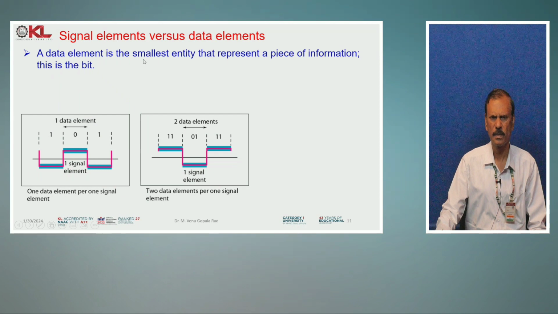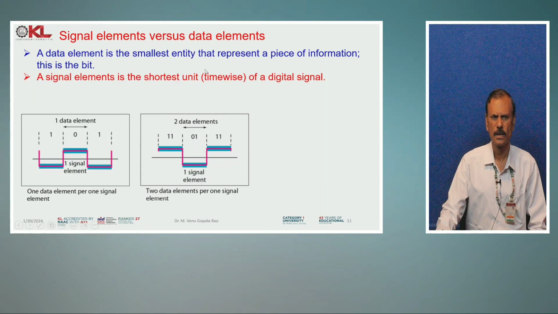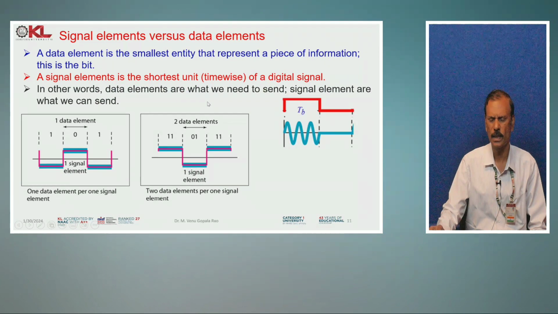A data element is the smallest entity that represents a piece of information, that is a bit. A signal element, on the other hand, is the shortest unit, time-wise, of a digital signal. In other words, the data elements are what we need to send, signal elements are what we can send. Data elements are generally represented by bits, whereas signal elements are represented by units. What we are going to study here is briefly outlined like this.